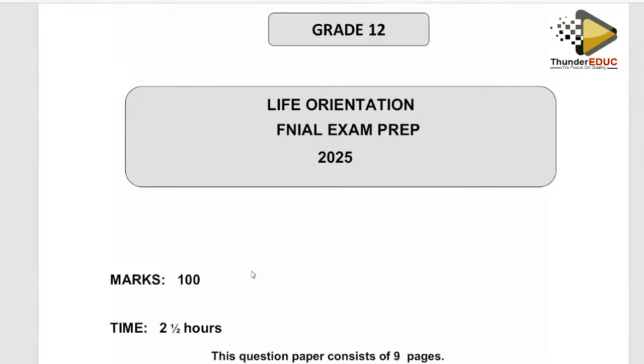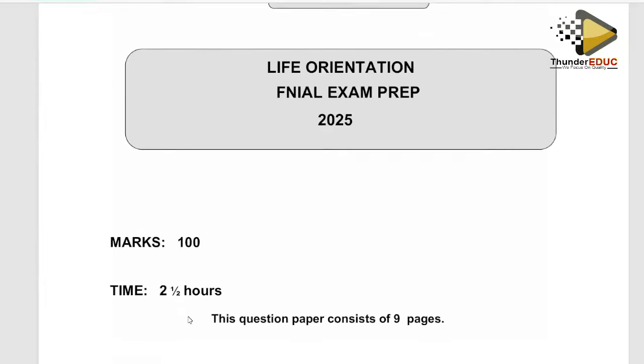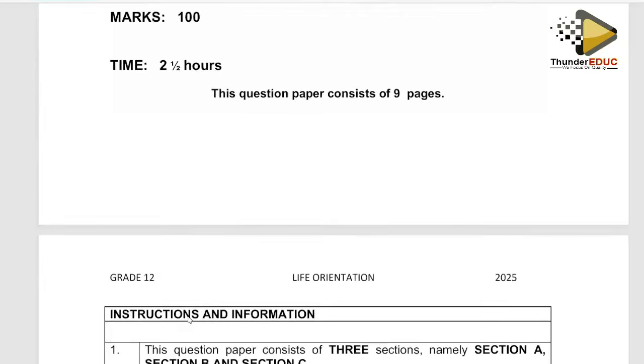Need to address the issue of marks. In terms of mark allocation, the common assessment task is marked out of 100. Then in terms of time allocation, it is 2.5 hours. Now let's quickly go to the instructions and information.